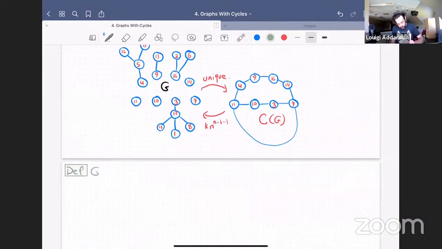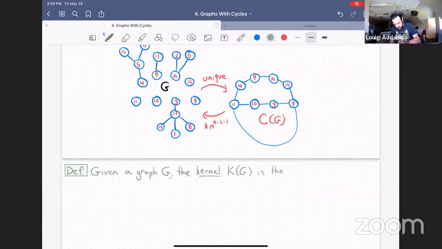So given a graph G, the kernel K of G. So this time we're going to get a multigraph. So this is obtained from the core.